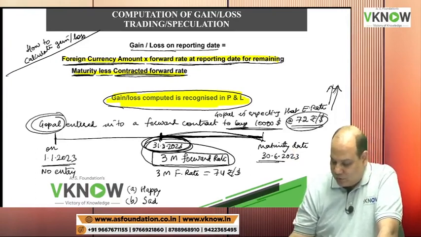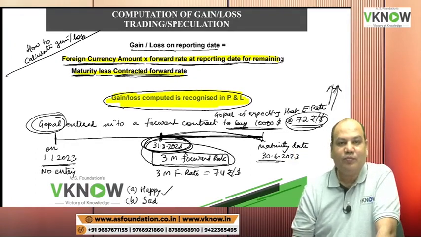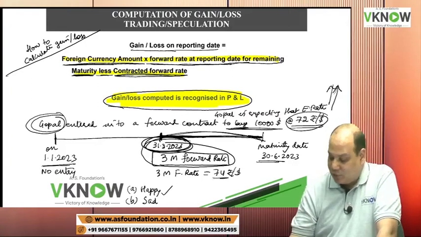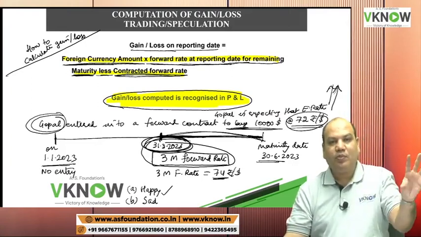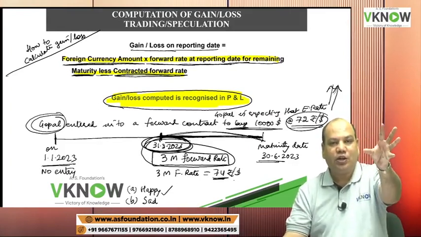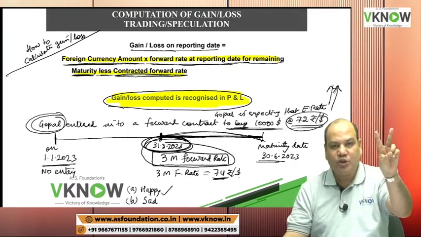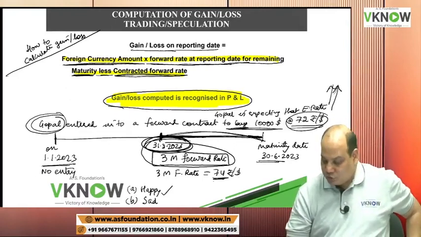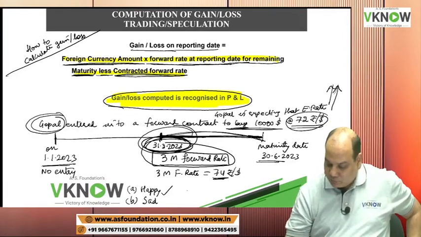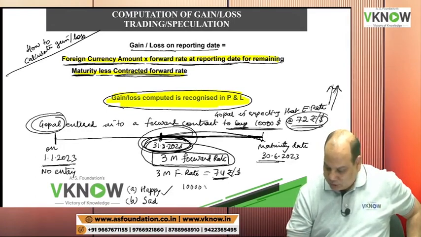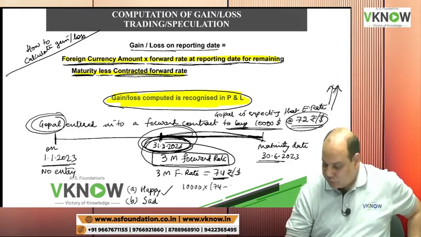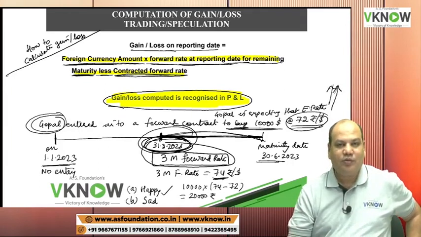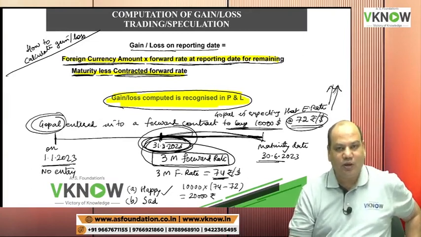So Gopal will be happy because he was expecting the rate will go above 72. From the market condition, it appears the rate has started going up. So 2 rupees potential gain to Gopal. So on 31st March, Gopal will recognize 10,000 into 74 minus 72, 20,000 rupees gain. 20,000 rupees gain will be recognized.